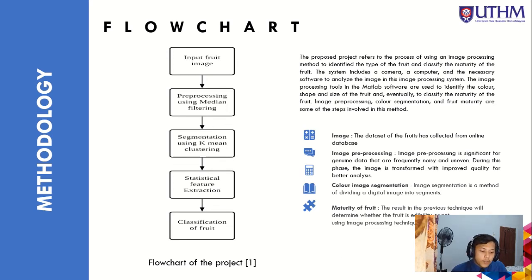Next is the flowchart of the project. In the image processing approach, it is known that the filtering technique is applied first, then segmentation, followed by feature extraction and training and testing using the neural network. In the proposed work, the median filtering technique is applied in the pre-processing and the k-means clustering approach is applied for segmentation, and statistical features are extracted using mean, skewness and standard deviation. CNN is applied for classification. So this is the flowchart of this project.